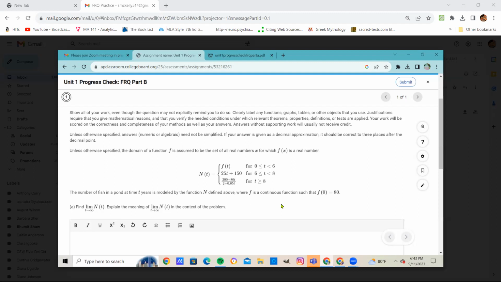So as time continues to pass, we want to find what the limiting number, the maximum number, if you will, of fish approaches, right? If it actually approaches a number. So in that case, which piece do you think we should use?